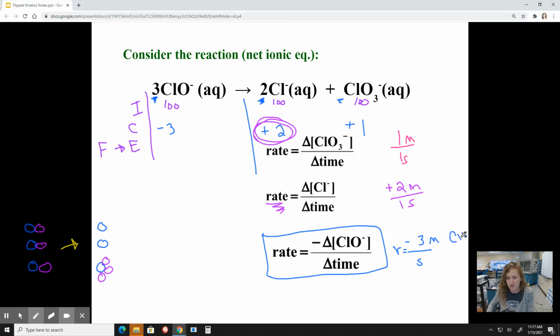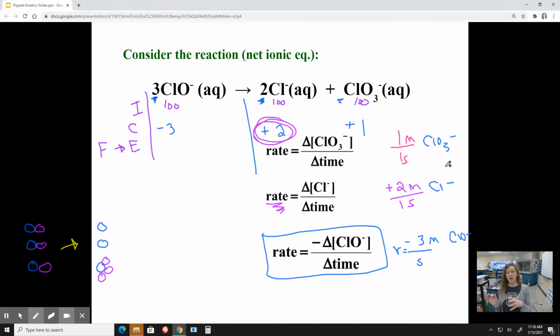3 moles of ClO minus per second, 2 moles of Cl minus per second, 1 mole of ClO3 minus per second. Which of these rates is correct? They all are. They're all rates, but in terms of different molecules within the equation. So that's the first thing to know about a chemical rate, right? It depends on your perspective. And you better be clear about what your perspective is. Otherwise, the rate that you communicate isn't going to mean a whole lot.